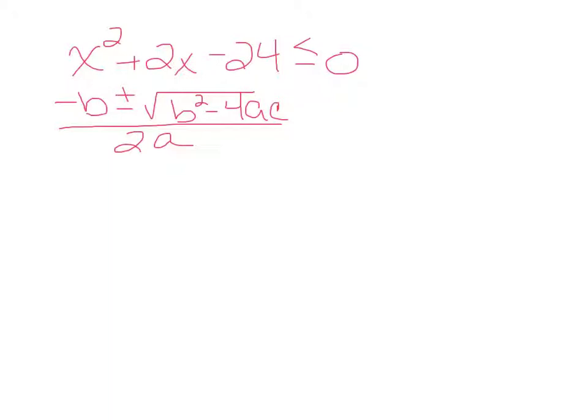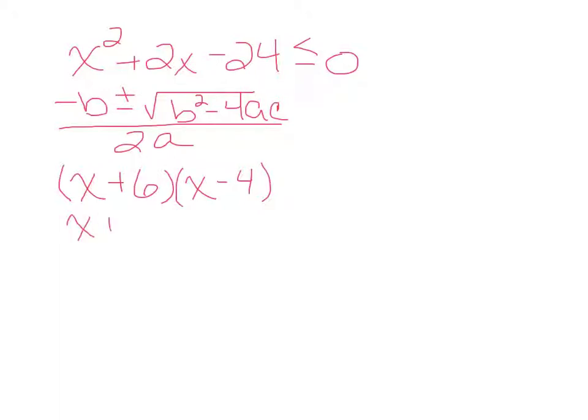4 and 6. And if I subtract 4 and 6, I will get 2. So x plus 6 and x minus 4. Double check. 6 times a negative 4 is a negative 24. 6 minus 4 is 2.